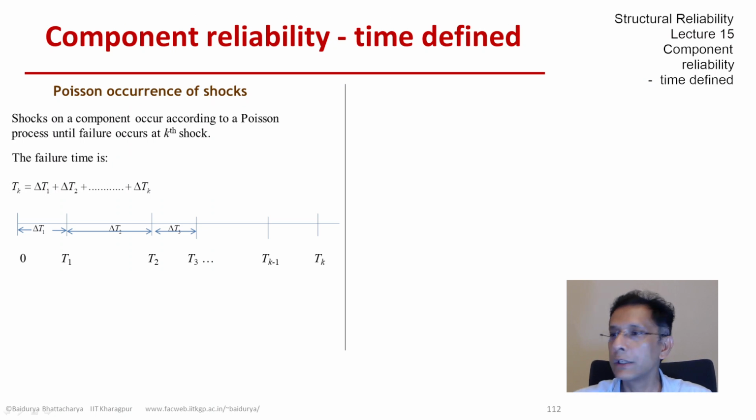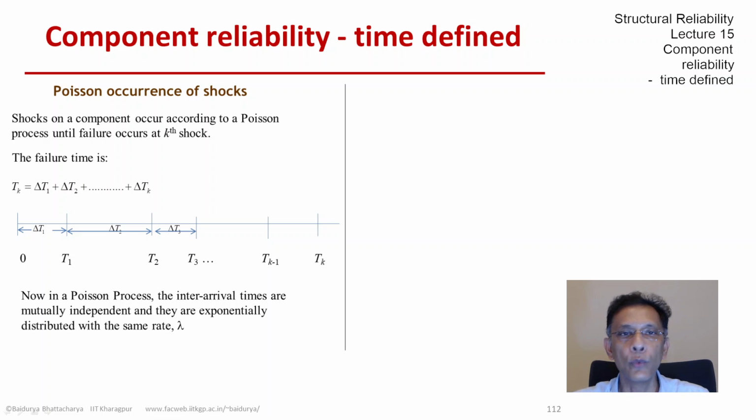So pictorially speaking, this is what we have. We start from 0, and then after delta t1, the first shock occurs, so that's at random time t1. Then after random interval delta t2, the second shock occurs at random time t2, and so on until we reach the kth shock occurring at tk.